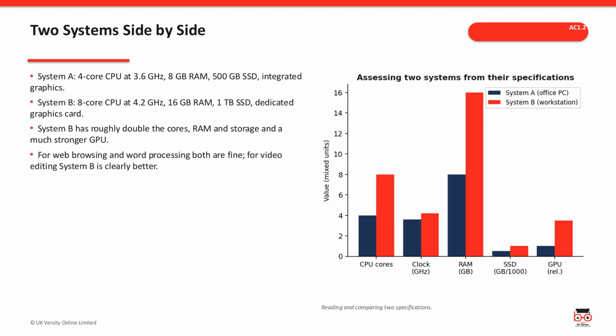System A has a 4-core CPU at 3.6 GHz, 8 GB of RAM, a 500 GB SSD and built-in graphics. System B has an 8-core chip at 4.2 GHz, 16 GB of RAM, a 1 TB SSD and a dedicated graphics card, so System B has roughly double the cores, memory and storage plus a far stronger graphics processor. For browsing and writing documents, honestly both are perfectly fine, but for video editing System B pulls clearly ahead.